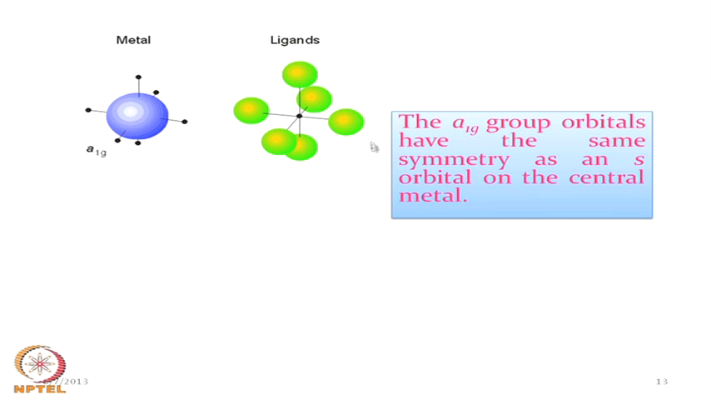So, these A1g group orbitals we call the ligand group orbitals, the LGOs or the SALCs. A1g group orbitals have the same symmetry as an s orbital on the central metal. So, if the central metal ion has A1g symmetry, then the ligand group orbital will definitely overlap with the A1g symmetry of the metal orbital.